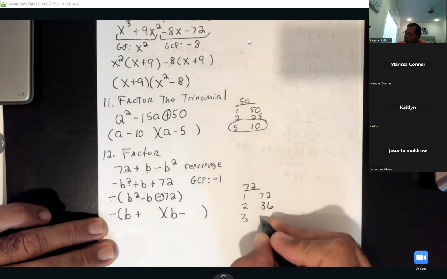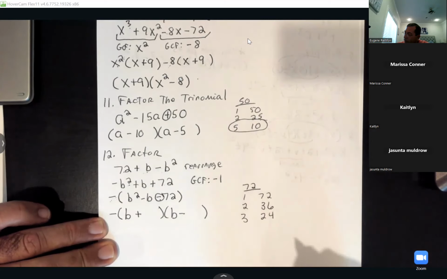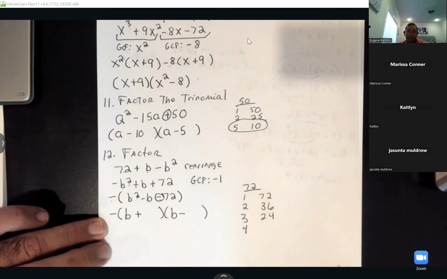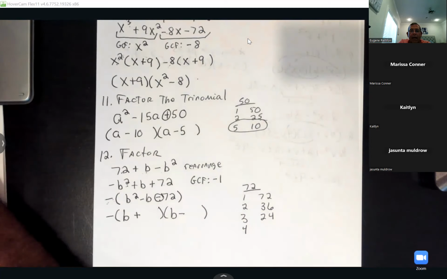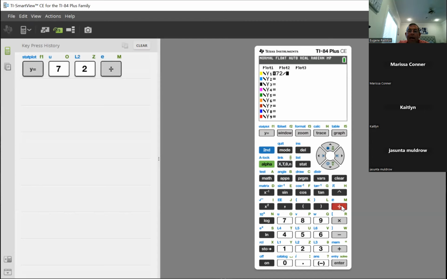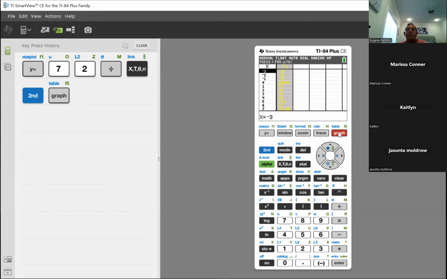What, 3 and 24? That means what, 4? Woo, y'all, so let's go to the calculator. There's so many on this, I'm going to show you. When there's a lot of factors, I'm going to go to my calculator. And remember, my number is 72, so I'm going to Y equals, and I'm going to do 72 divided by x. And then I'm going to go to second graph to pull up the table.